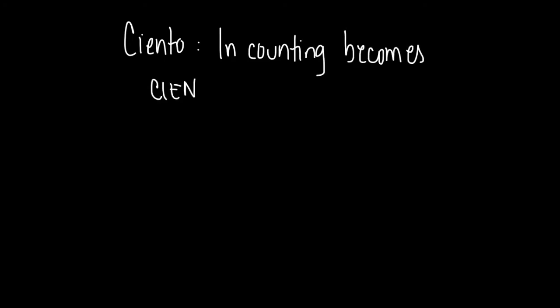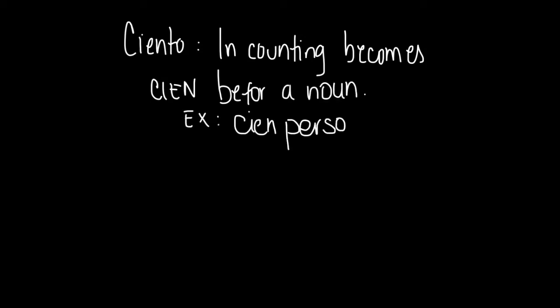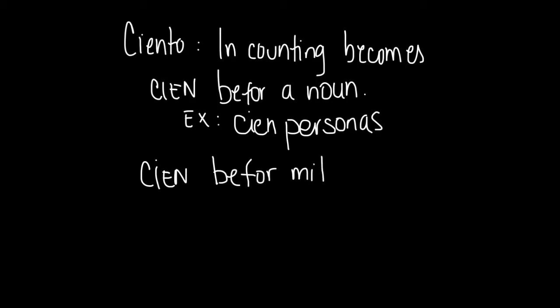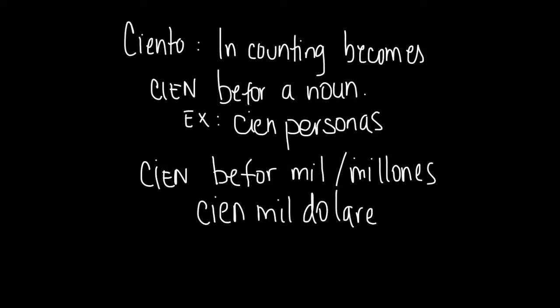The word ciento also has a spelling change. In counting, ciento becomes cien when it is placed before a noun. For example, if I want to say 100 people, then it will be cien personas. The word ciento remains when it goes before the word mil or millones. So if I want to say 100,000, it will be cien mil.